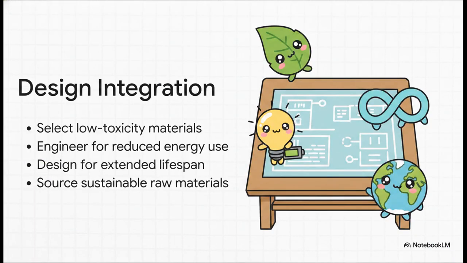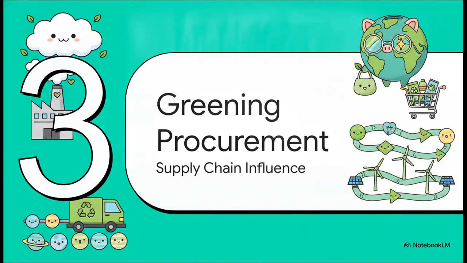So, what does early integration actually look like in practice? Well, your design teams need to incorporate specific controls super early on. Are they actively selecting low-toxicity materials? Are they engineering the product so it uses less energy during its actual operational life? What about designing it for an extended lifespan? Or making sure it's easy to recycle at the end? Are they verifying that the raw materials can actually be sustainably sourced? Answering these specific questions during the design phase is exactly what prevents both upstream pollution from your suppliers and downstream waste for your consumers.